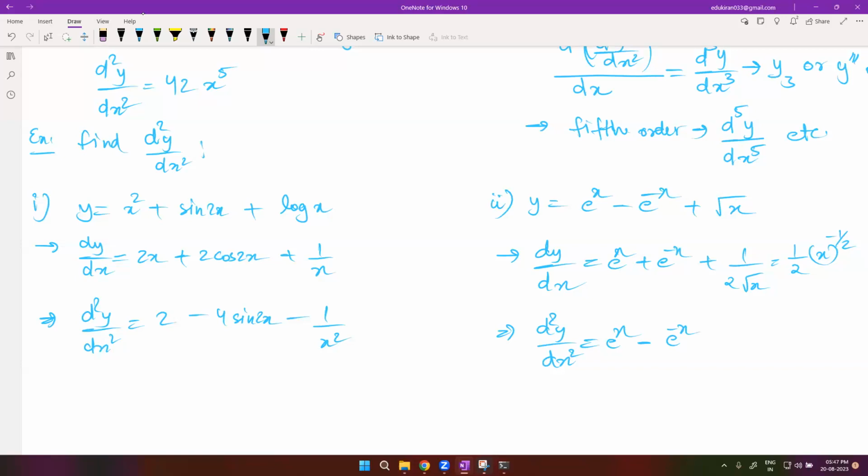Austin, what would be the answer for this one? Half of x to the power minus half, if I differentiate this. No, it's okay. Just give the answer. How do you differentiate x to the power 5? Okay, tell me this. Five into x to the power 4.